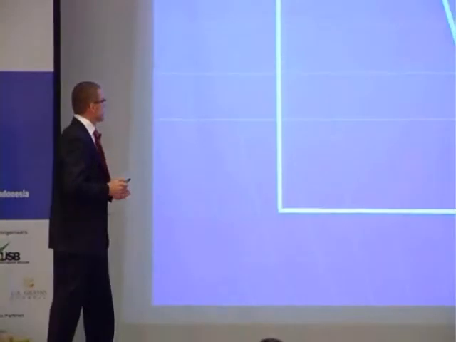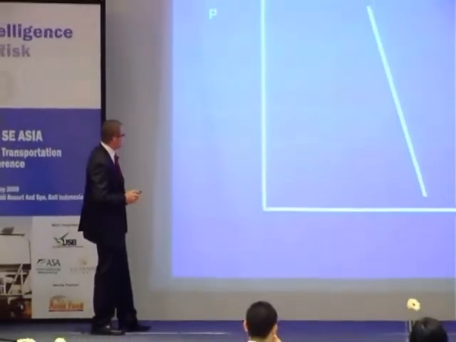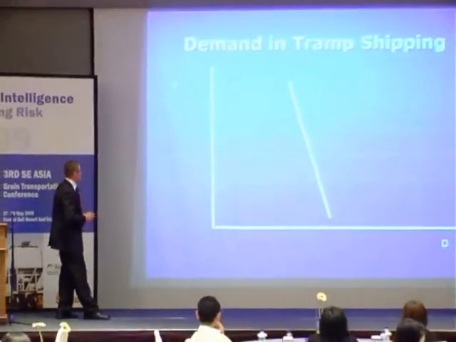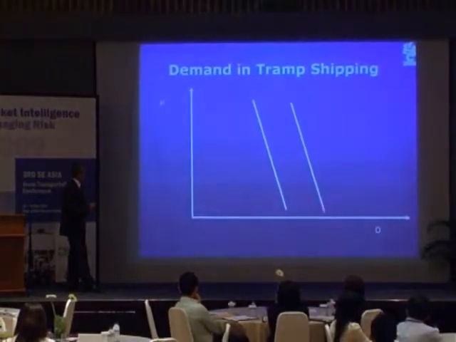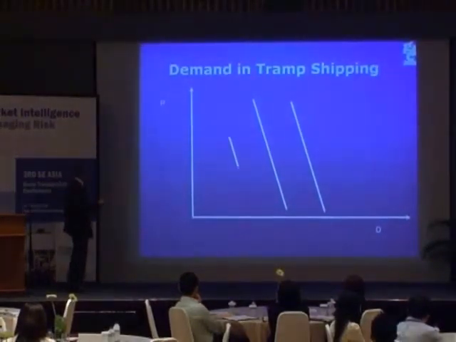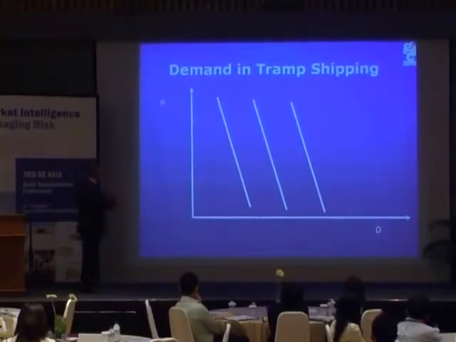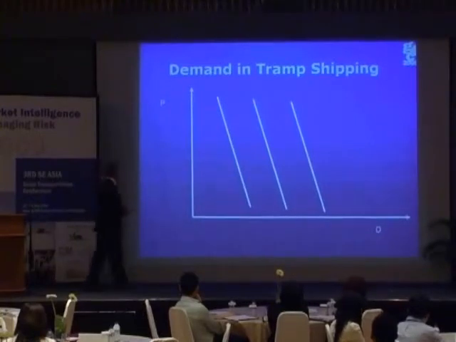So that is a very simple graph. The steep angle reflects the inelasticity that I just talked about. And it essentially can only shift to the right or to the left, depending on the key variables, but the angle remains steep throughout.